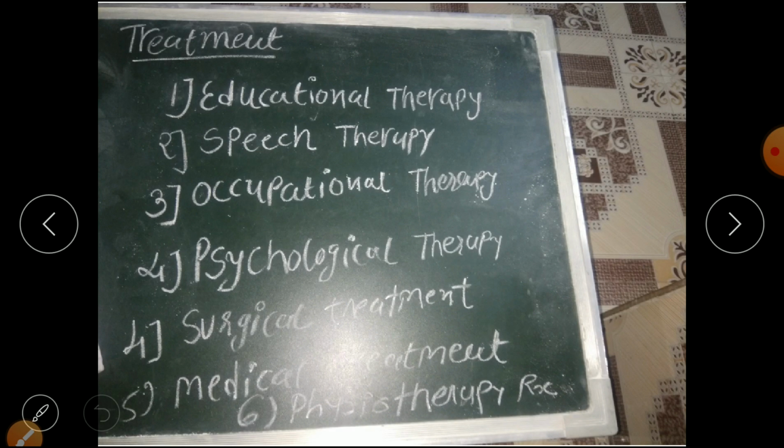Next, the treatment. In treatment we include lots of therapies and lots of team members. We cannot give only surgical treatment or only physiotherapy. A combination of management is required in a Down syndrome patient. So first is educational therapy, then speech therapy, occupational therapy, psychological support, surgical treatment, medical treatment, and the last is our role, physiotherapy treatment. These are the team members who help develop and maintain a good quality of life in the Down syndrome patient. Let's discuss one by one.